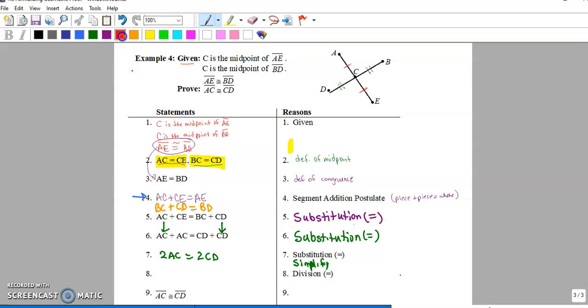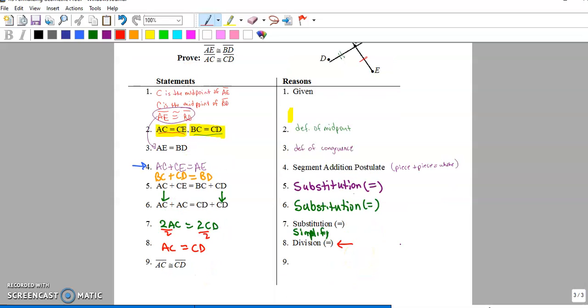Now, if I just divide both sides by 2, what's my result? My result is AC equals CD. So I've divided both sides by the same number, so that's division. And then all I have to do to make it match this exactly is to say, same way we did up here from 1 to 3, they were congruent, so they have equal measure. Well, if they have equal measure, they're congruent. So again, it's just definition of congruence. Okay, just an example of a proof. There's a few in your book that you can look at that are examples.